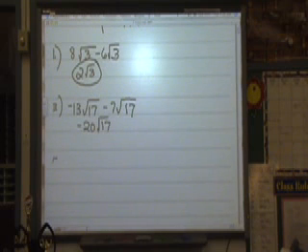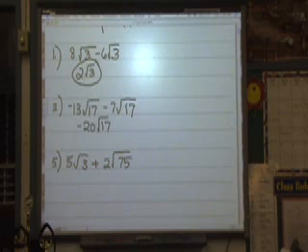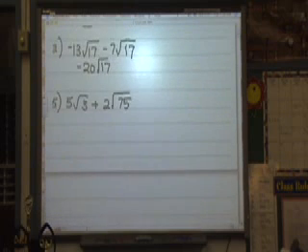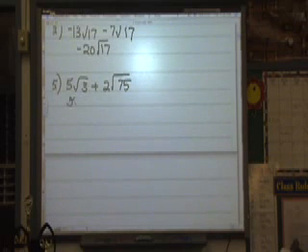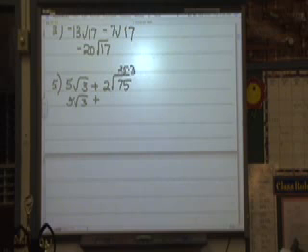Correct. Number 5, 5 radical 3 plus 2 radical 75. Meg? You could break the 75 into 25 times 3, isn't it? Right. So the square root of 25 is 5, 5 times 2 is 10, 10 radical 3. Now we can put them together. So that's 15 radical 3.